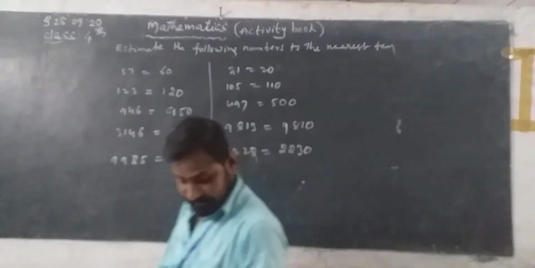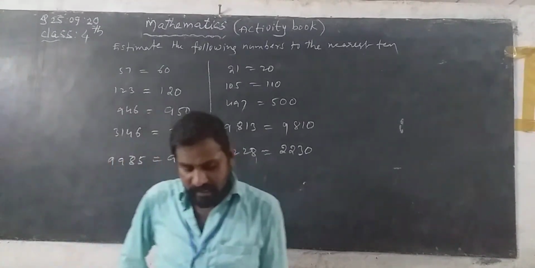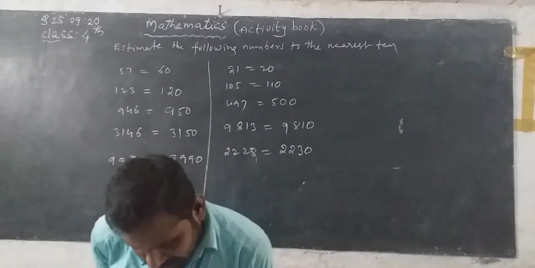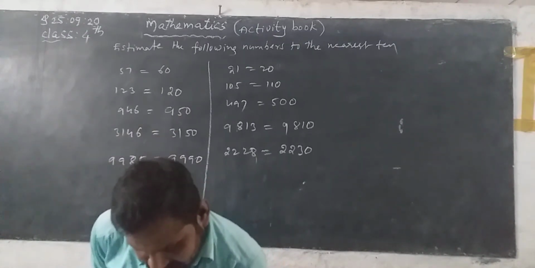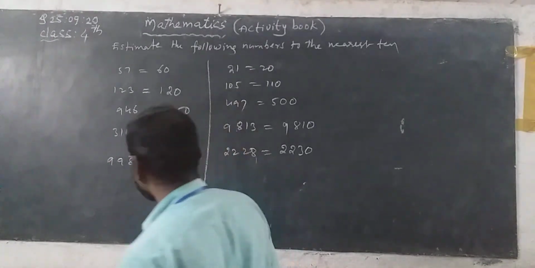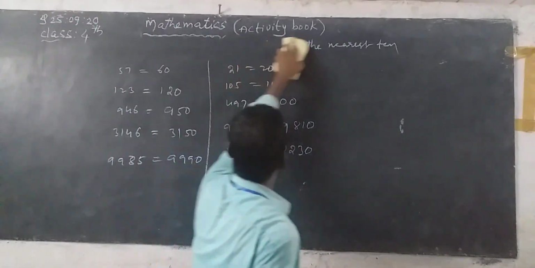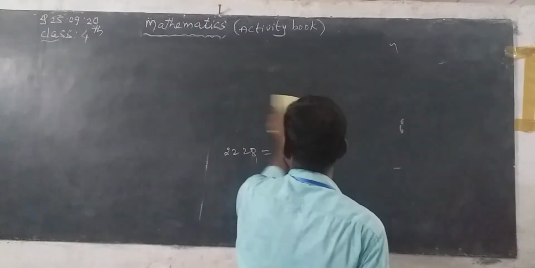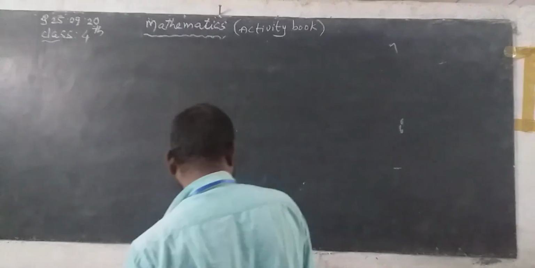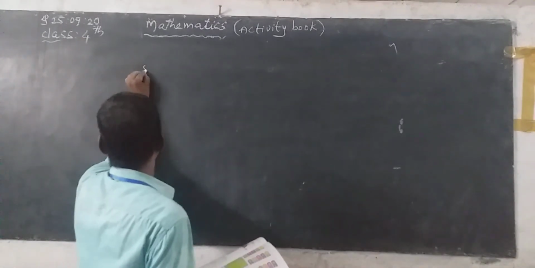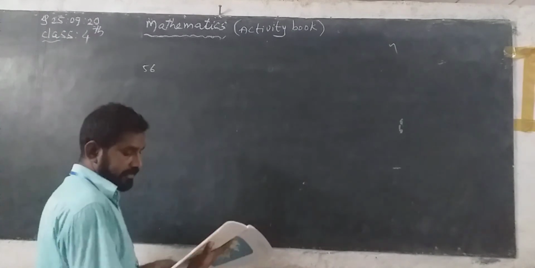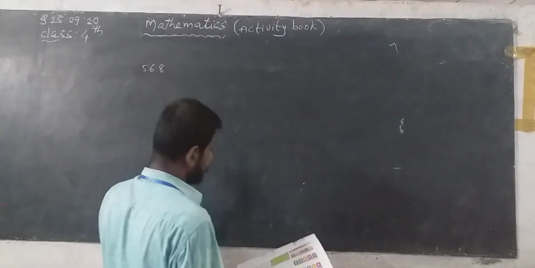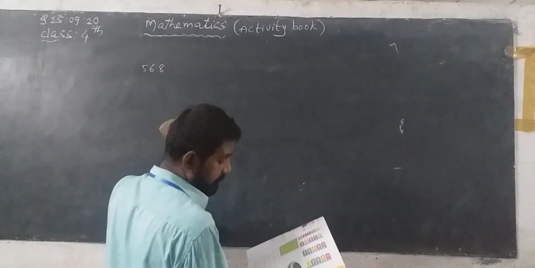Then next, the cost to build a new stadium is 56,000. $825.